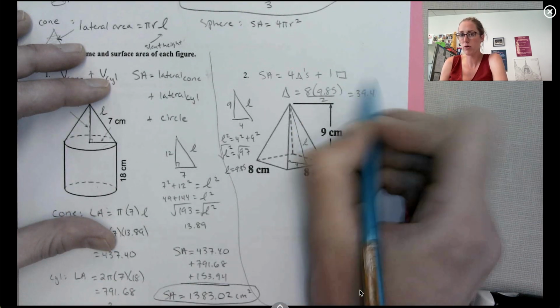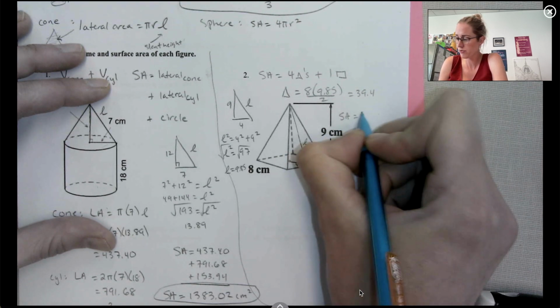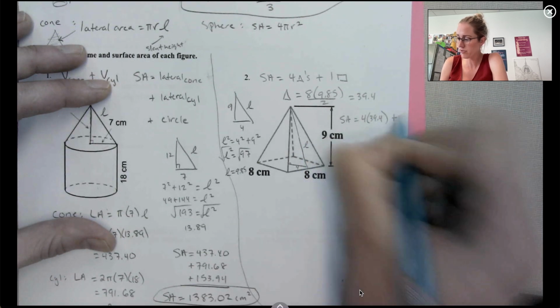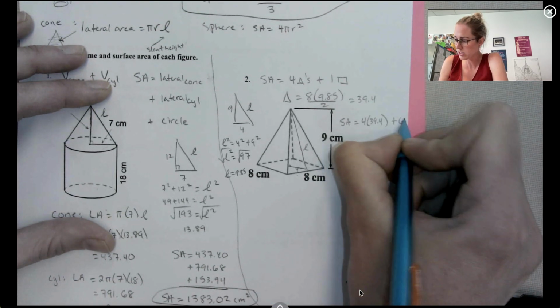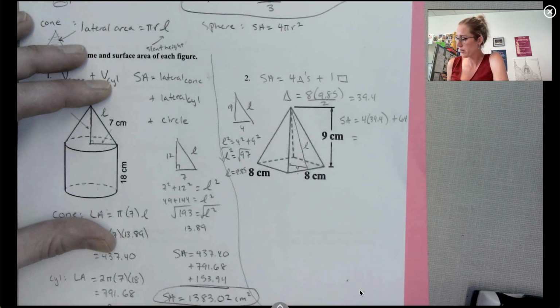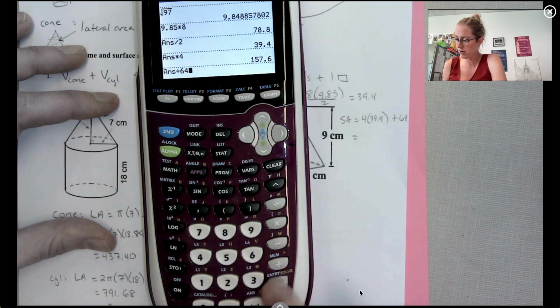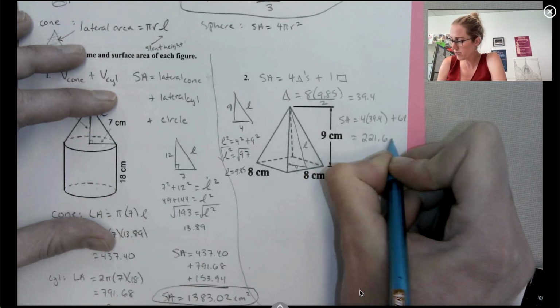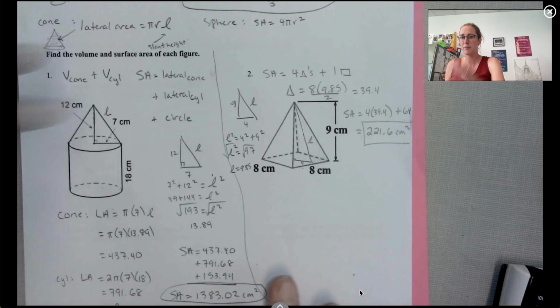Okay, we have 4 of those. So our total surface area is 4 times this plus the square, right? And the square is just 8 times 8, which is 64. So our total there, so I'm going to multiply that one by 4 and then add on the 64. So we got 221.6 square centimeters. So that is our surface area of that pyramid.